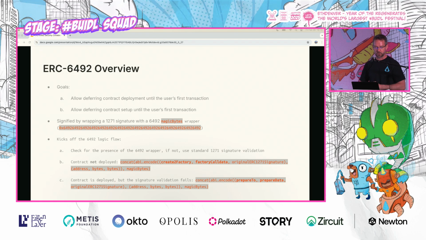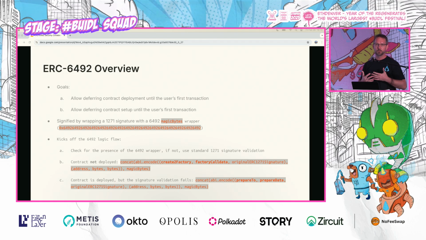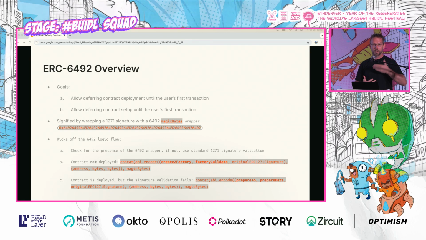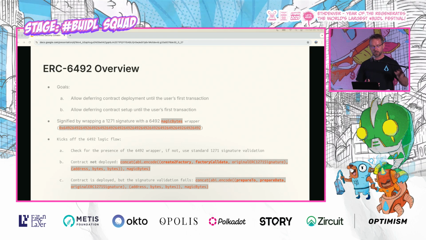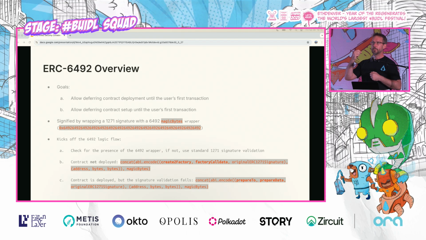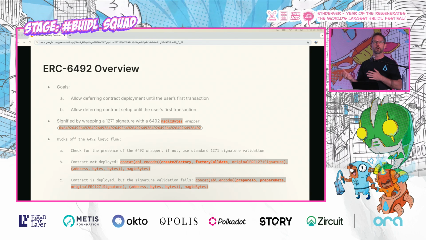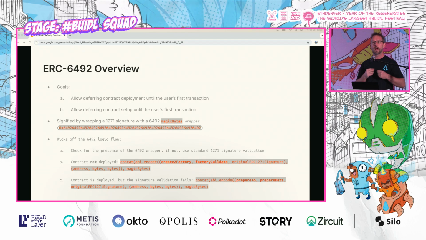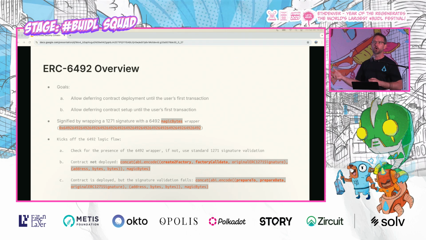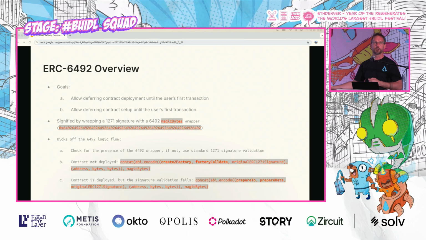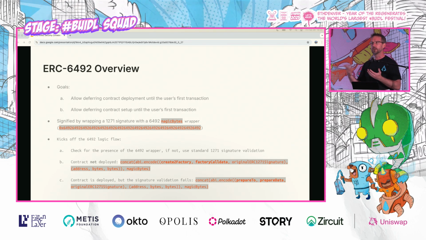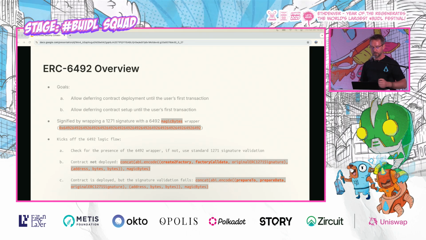That's where 6492 tries to come in. It allows you to have signature permission on deferred deployment contract or deferred contract setup. So when validating the signature, 6492 describes the flow for how you can deploy the contract using the proxy factory, or you can make a call to the user's contract if it's already deployed to set up some sort of authorization. Set up a signer, set up a user, do an approval, something like that.